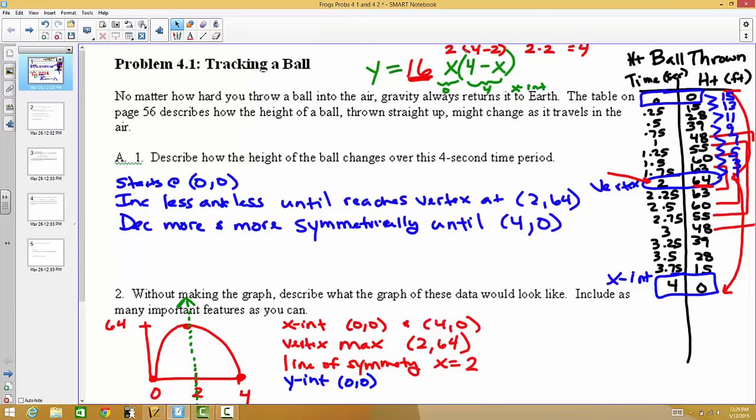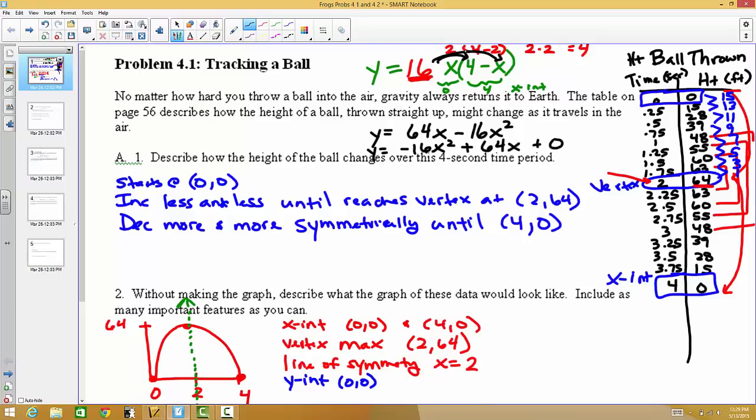So if you distribute this, 16x times 4 is 64x, and 16x times negative x is negative 16x squared. And that you can write with your x squared first, and then your x term second. And if you would like, you could put a plus 0 so you have all three terms.